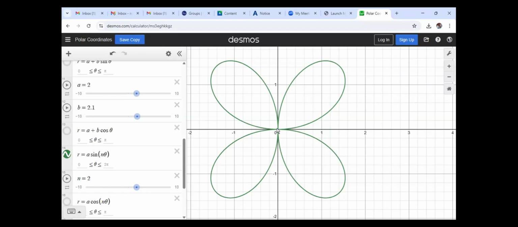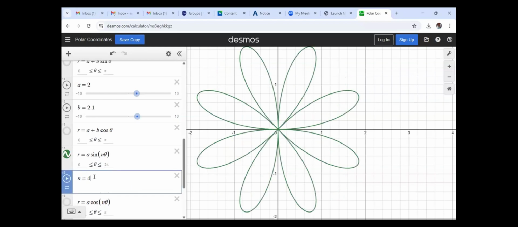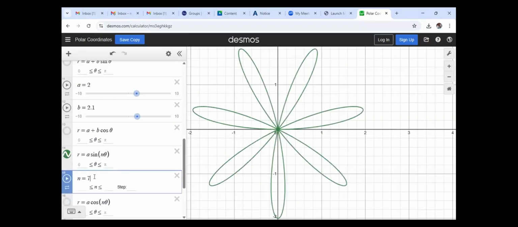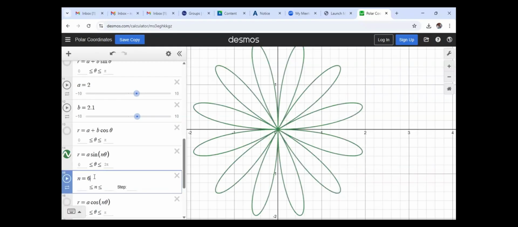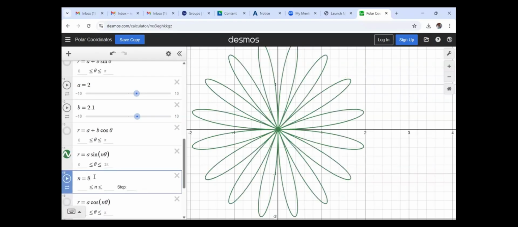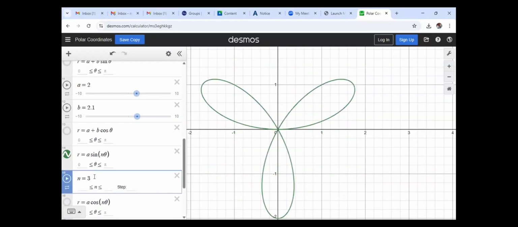And notice that my n is 2, and I have 4 roses. When n is 4, I have 8 roses. When n is 6, 12 roses. When it's 8, 16 roses. So whenever our n is an even value, it's always double the number of petals from what our n value is. But now, if we do 3, we only get 3.